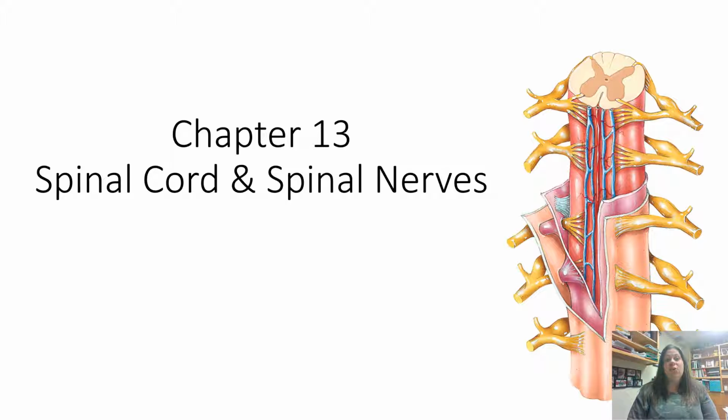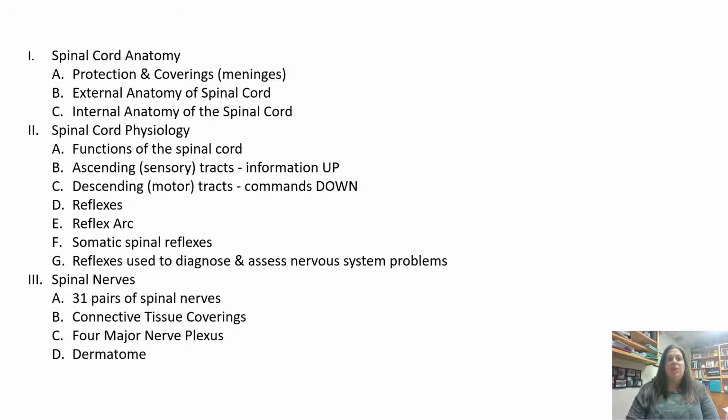All right, so now we're going to look at chapter 13 where we're going to focus in on the spinal cord and the spinal nerves. So when we look through these notes, we're going to look at the spinal cord anatomy, we're then going to look at its physiology, and then we're going to look at the spinal nerves themselves.